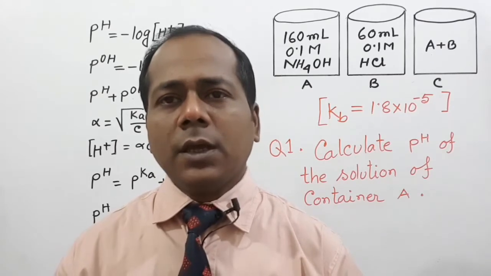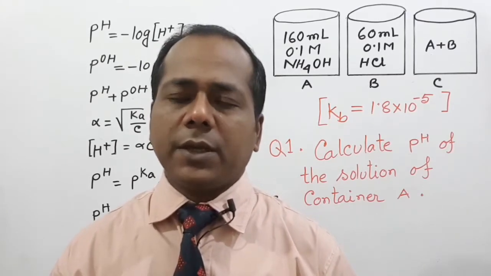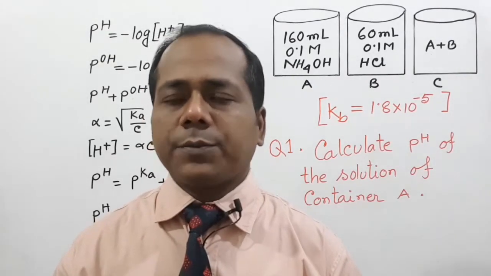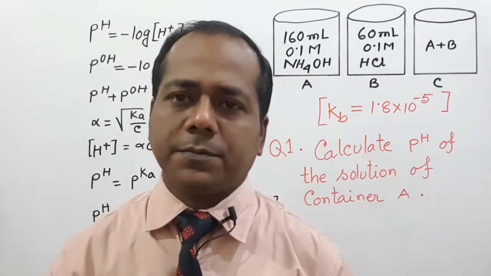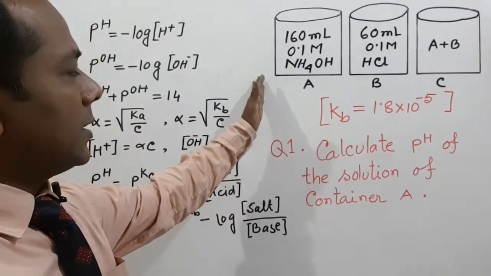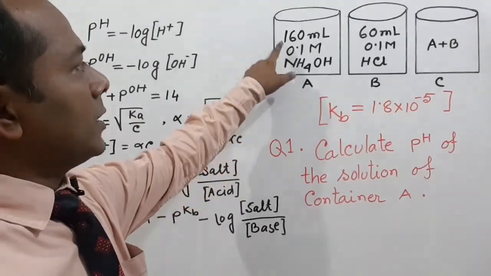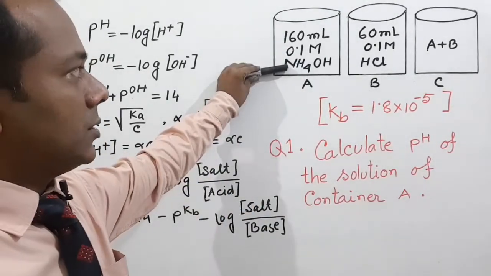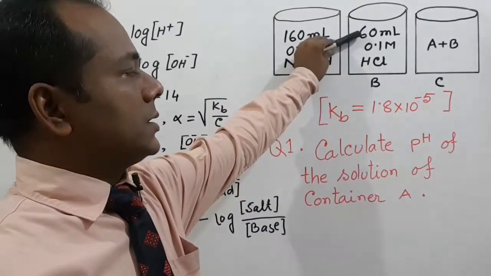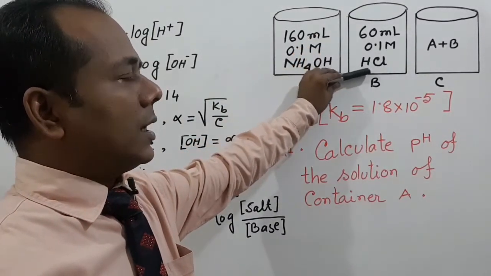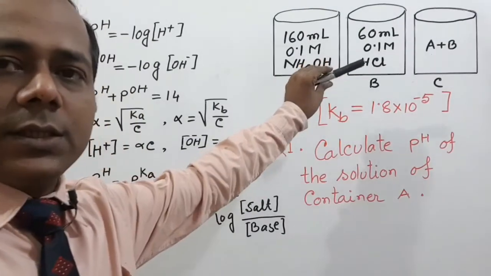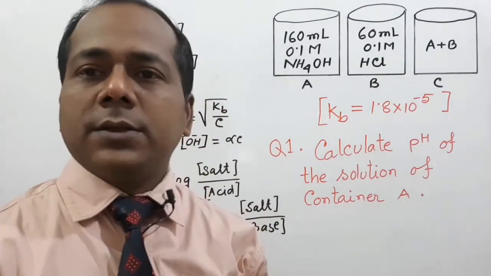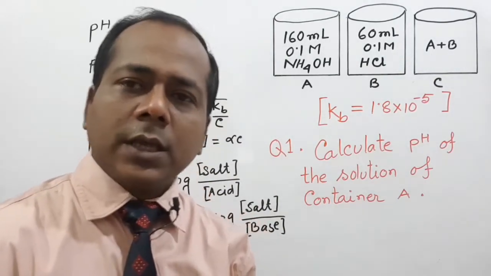My dear students, today we discuss some important creative questions from Chemistry First Paper, Chapter 4, Chemical Change. Here in this stem, container A has 160 ml of 0.1 molar ammonium hydroxide solution, container B has 60 ml of 0.1 molar hydrochloric acid solution, that means HCl solution, and container C has the mixture of A and B solution.